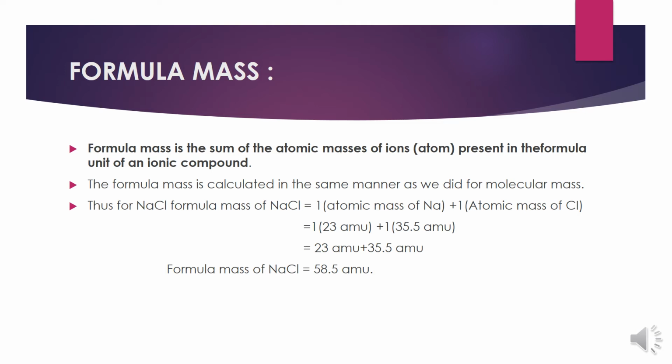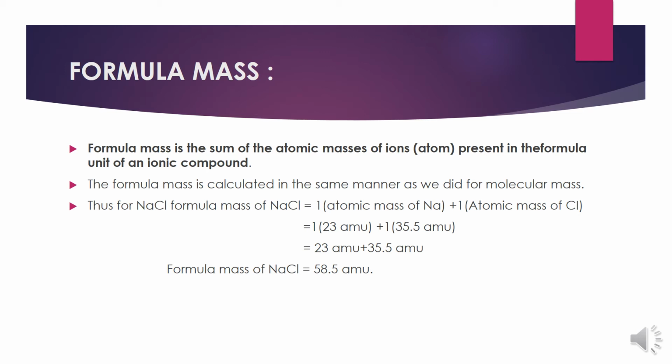The formula mass is calculated in the same manner as we did for the molecular mass. Means we have to add up the atomic masses of ions present in the formula unit. Thus for NaCl, formula mass of NaCl is 1. Why? Because there is 1 atom of sodium. 1 into atomic mass of sodium plus 1 into atomic mass of chloride ion.